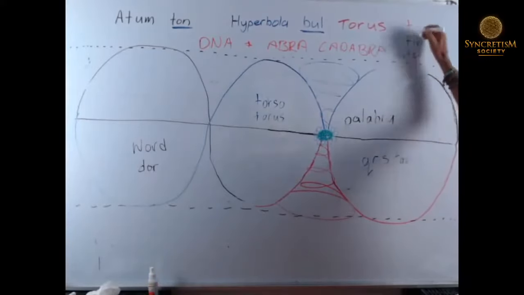Another way of saying hyperbola, if you remember L and R are interchangeable, what about hyperborea? Hyperborea. That's the North Pole. Well, that's the North Pole of the system we live in. This is the flat earth.